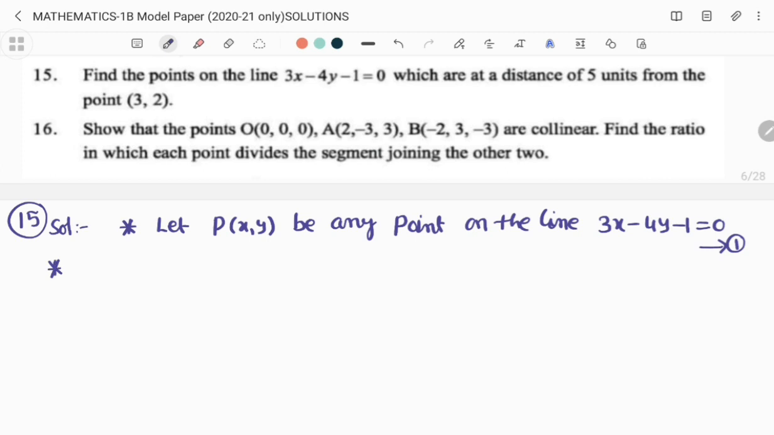So draw the rough figure. This is the line. Here we are assuming the point P(x, y) and the given point is (3, 2). The distance between these two is given as how many units? 5 units. This point you can take as A.